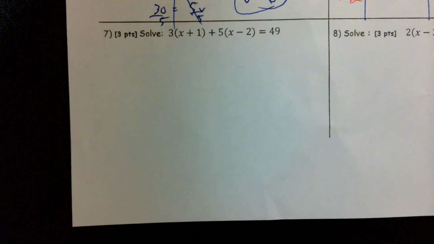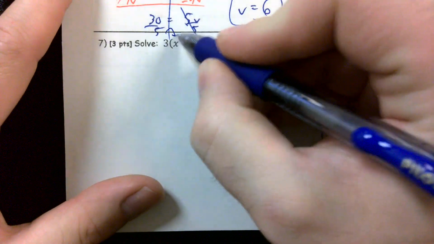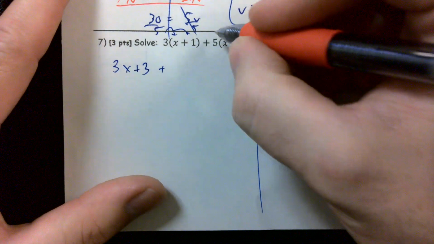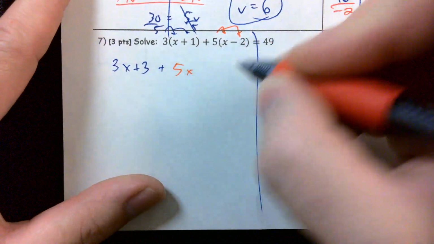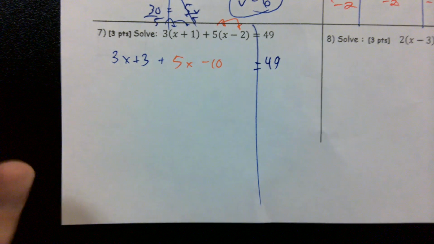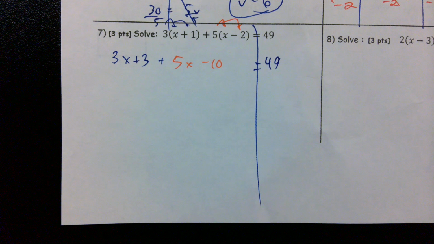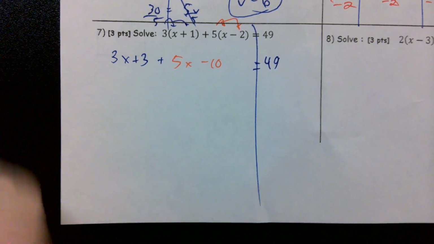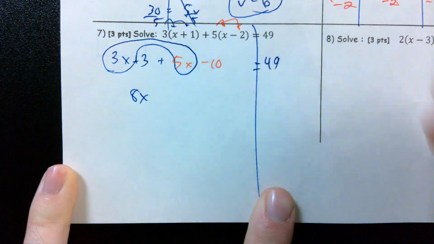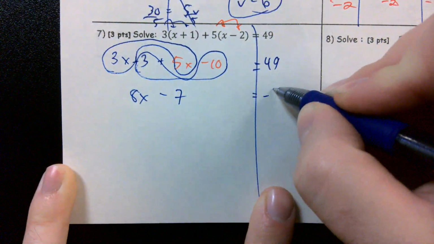On to number 7. We got a little double distribution to do here. So I'm going to distribute my 3. I get 3x plus 3. I'm going to distribute my 5. I get 5x minus 10. And that's all equal to 49. What do I want to do now? Combine like terms. 3x's with 5x's gives me 8x's. And what's 3 minus 10? That's right, negative 7.